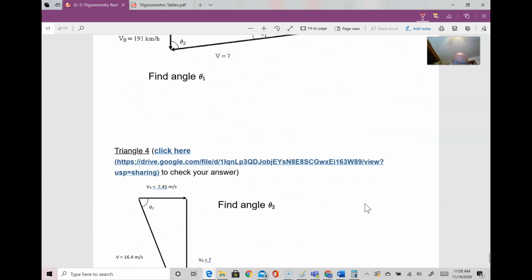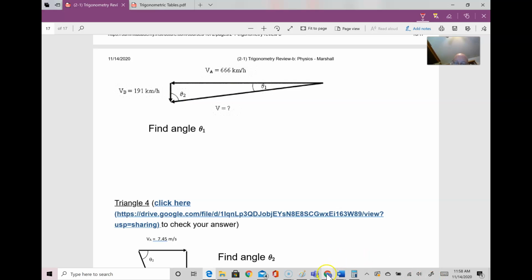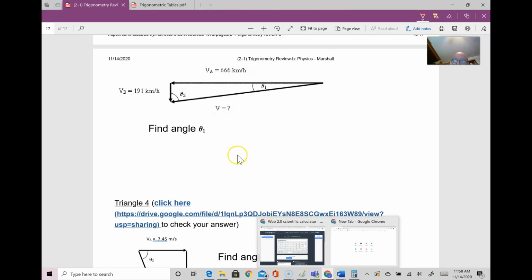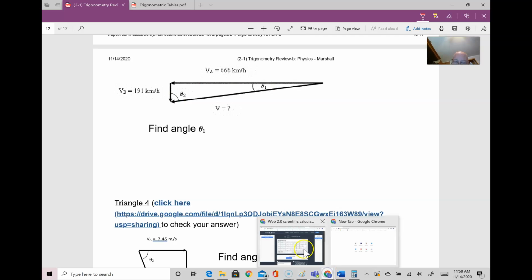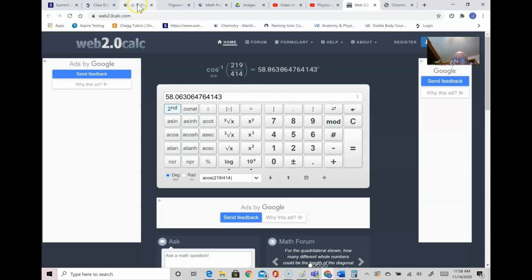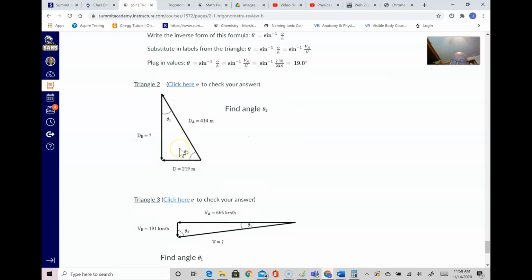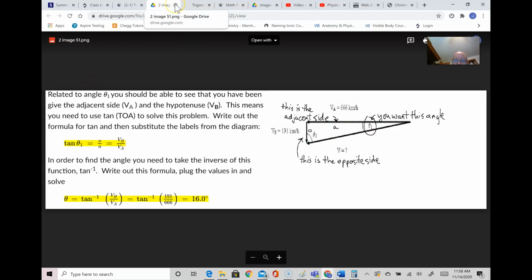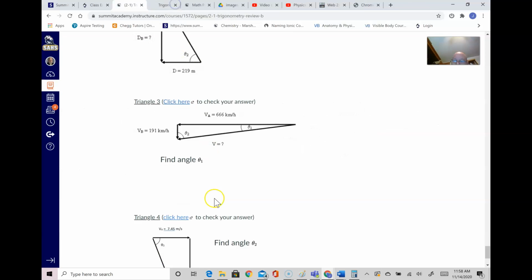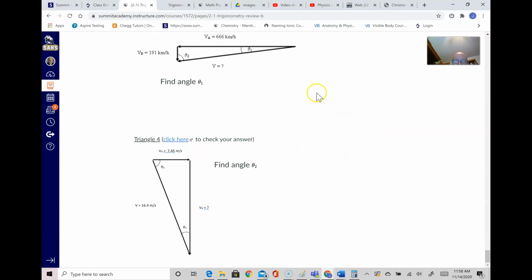Okay? And again, if I go to Canvas, I will find out that I have the ability to find those two answers. All you have to do is click on the "click here," and it will show you the solutions to those problems. Okay? So that's this review.